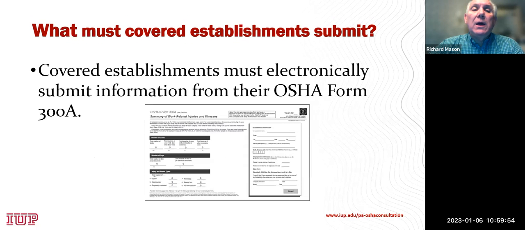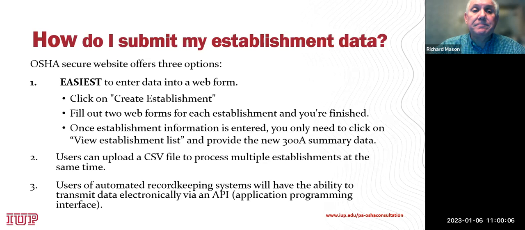Okay. What must covered establishments submit? So you just submit the information from your OSHA Form 300A, and we're going to talk about the forms next. Okay, how do I submit? The easiest way, the way that almost all of you are going to submit, is just get into the website, click on Create Establishment, to fill out the two forms. One's an establishment form, and then the other is your data. Your establishment, if you've done this in the past, should already be in there.